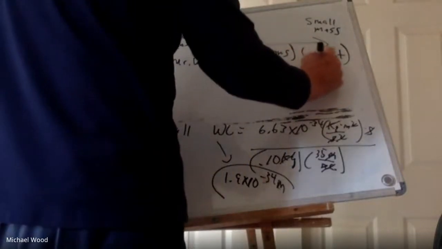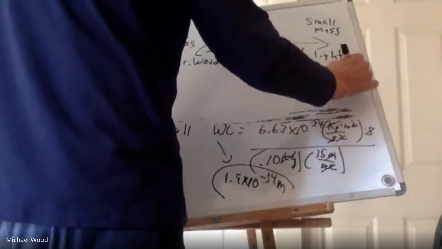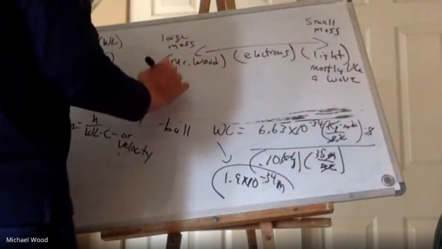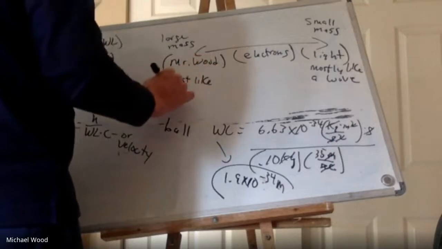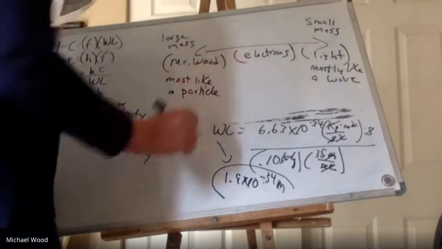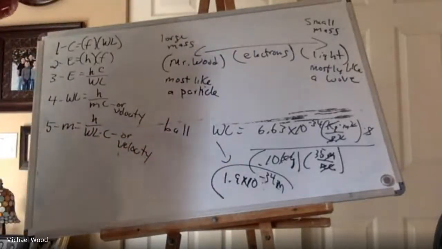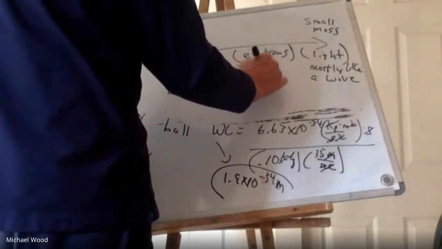Here, this is going to behave mostly like a wave. And that's what the calculation said. Over here, a large mass is going to behave mostly like a particle. Can you believe your big old fat AP chemistry teacher has a little wavelength? And then here is wave and particle-like behavior, kind of in between.